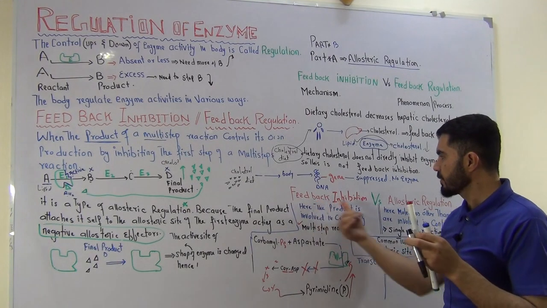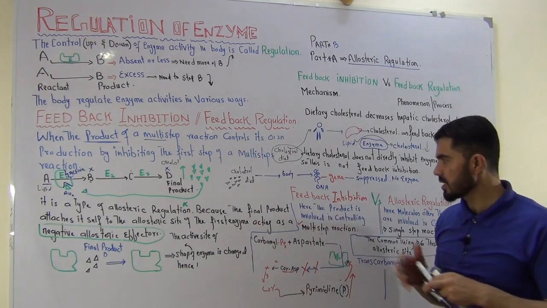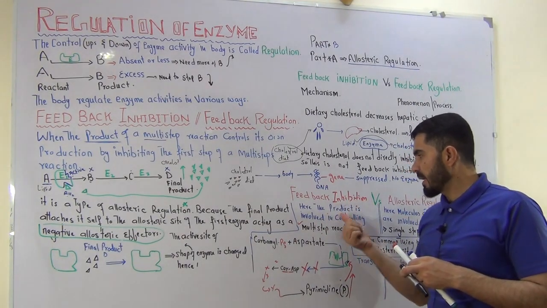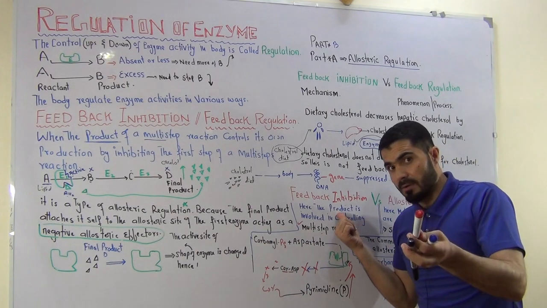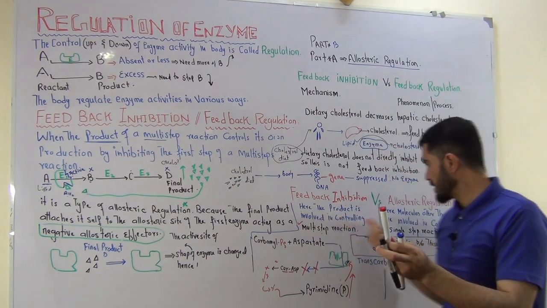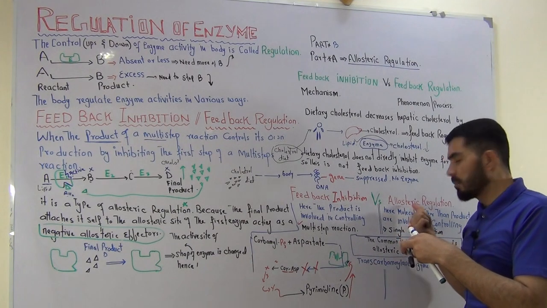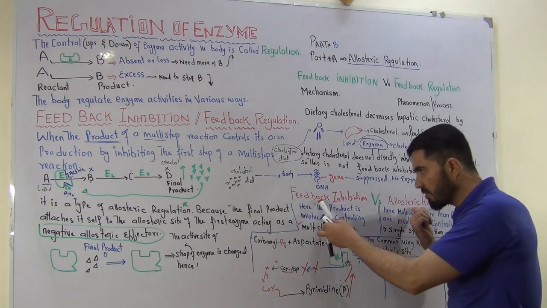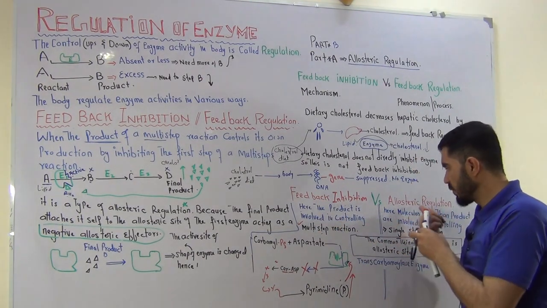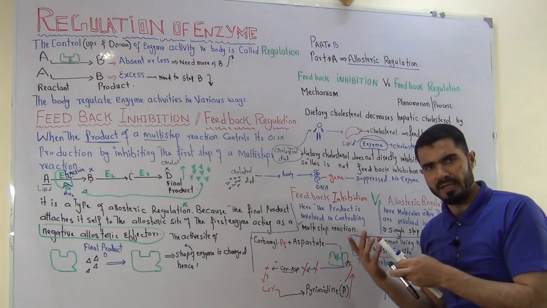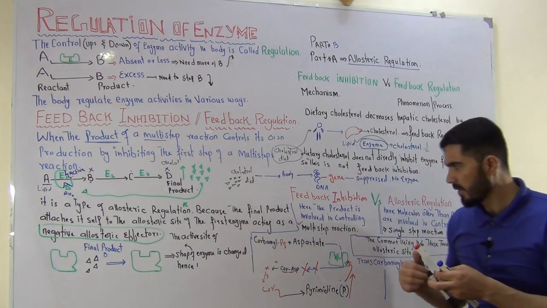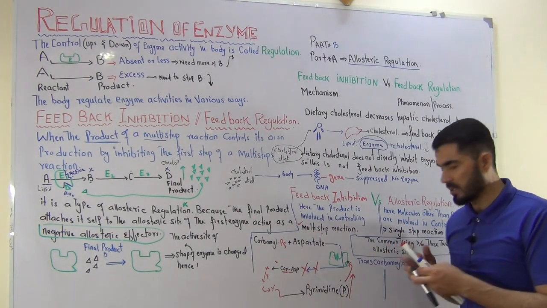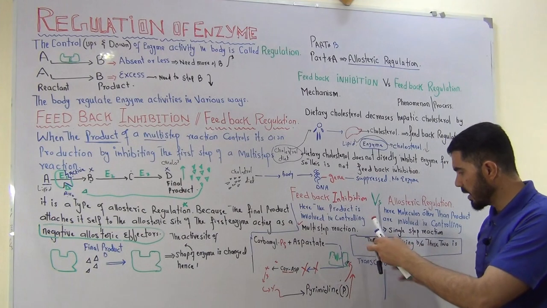And then we also discussed feedback inhibition and allosteric regulation. We saw that in feedback inhibition, the product is involved. Must. But in allosteric regulation, the product is there, but the product is not involved in controlling the enzyme activity. Then what is involved here? Some other molecules are involved, like positive and negative allosteric effectors. Feedback inhibition is operative in multi-step reactions, but allosteric regulation is in single-step reactions. The common thing between these two is the allosteric site.